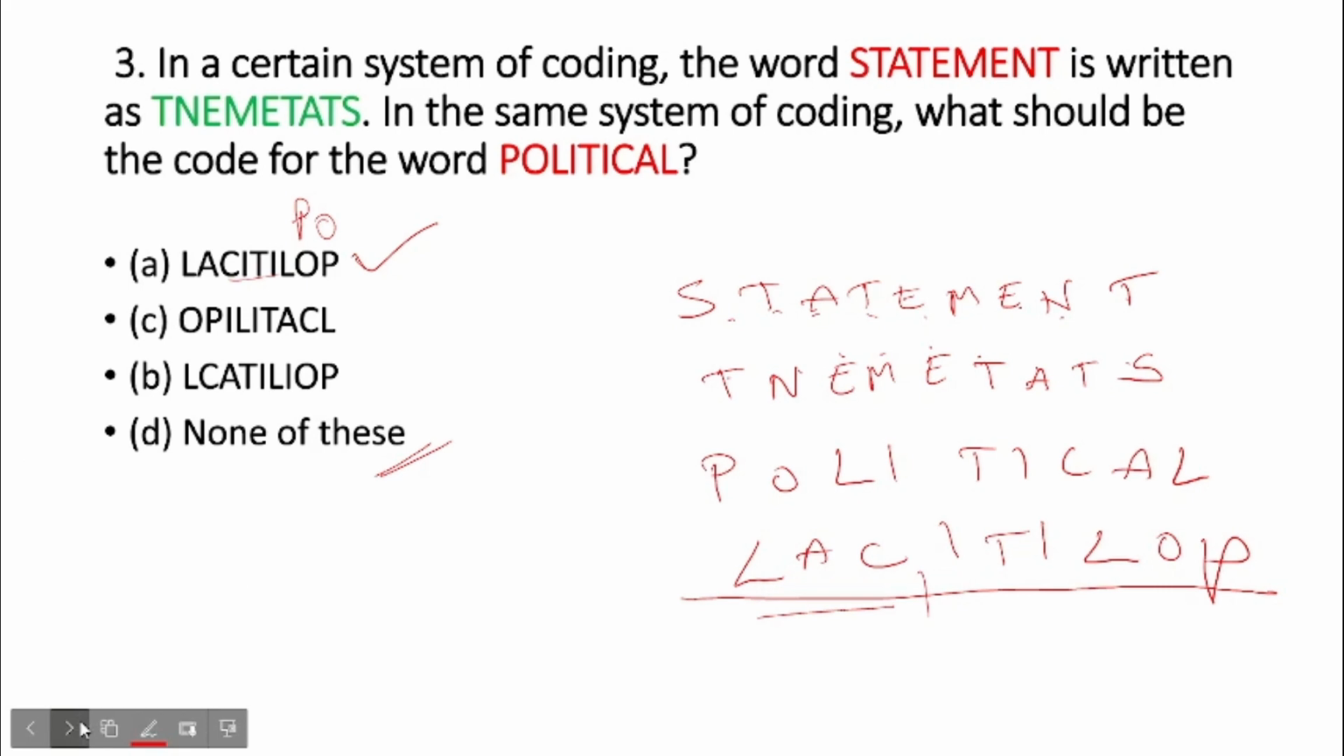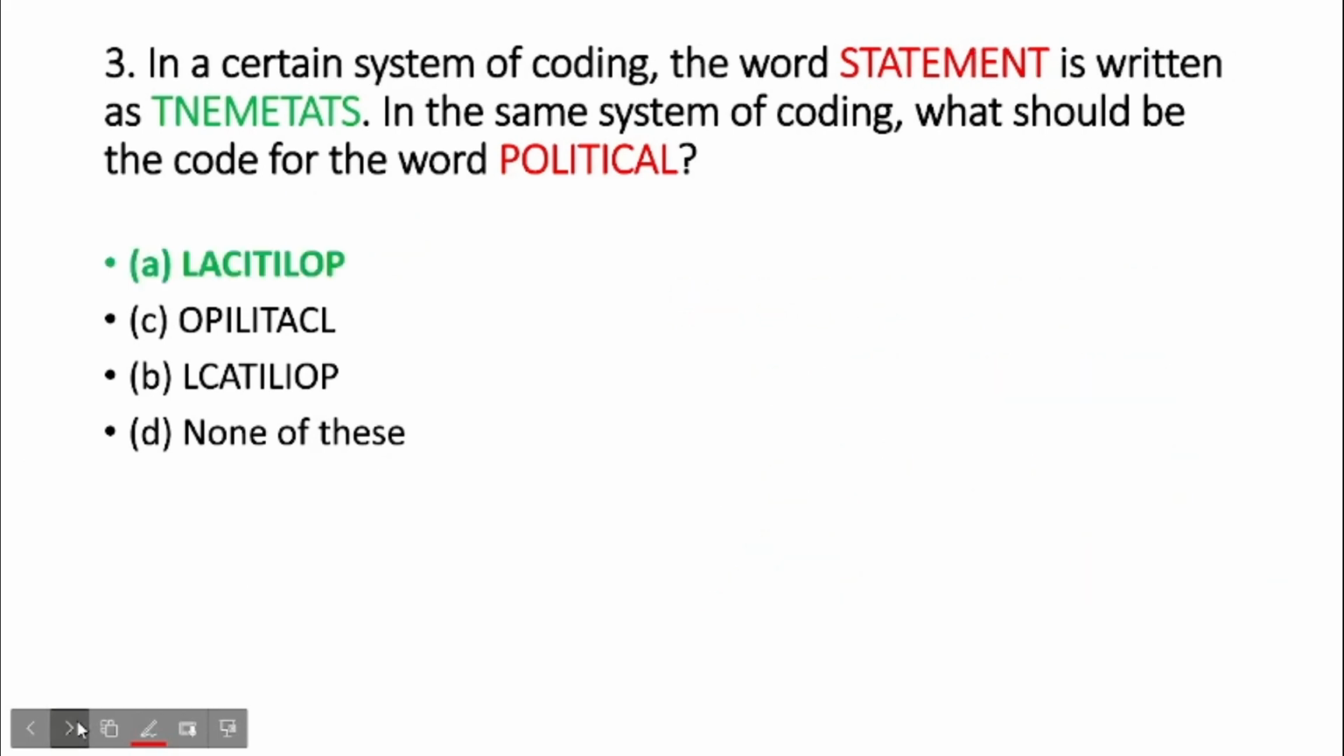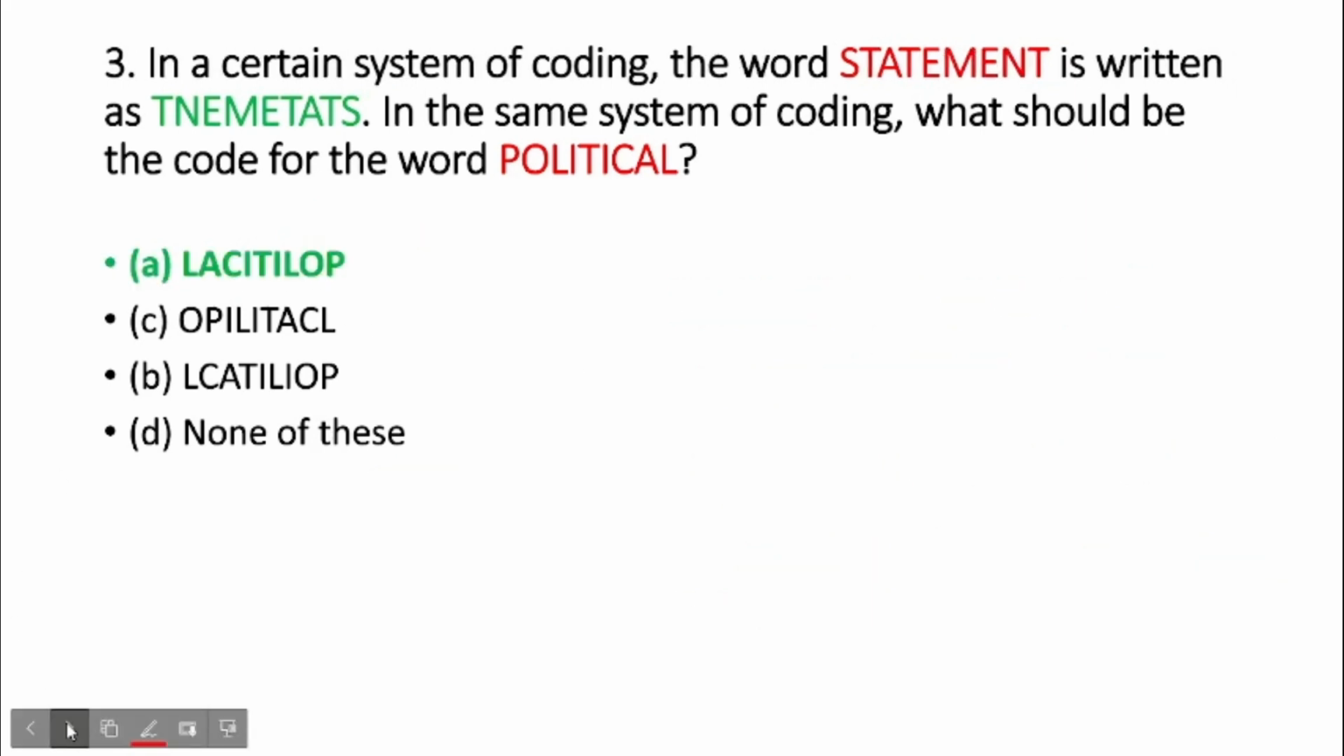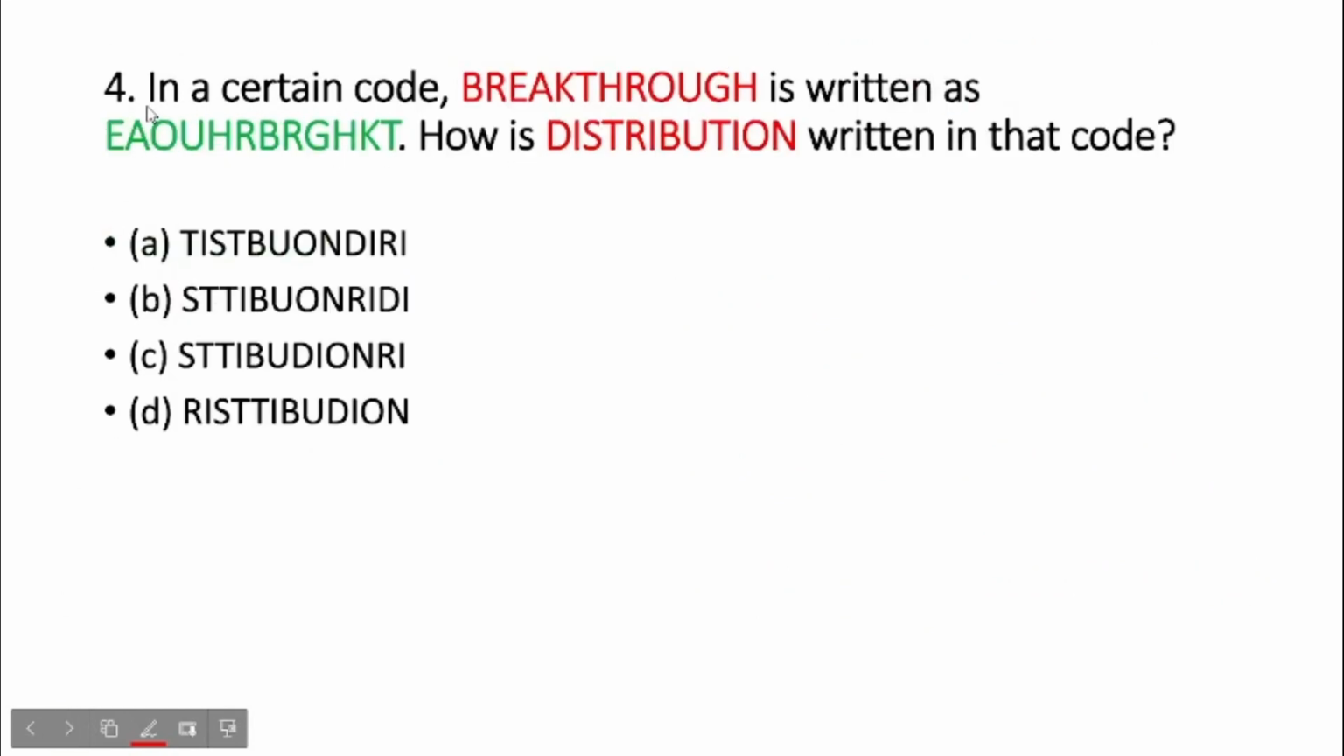Let's see the next example. Okay, A is the answer, right? Like LACITILOP, we have kept A as the answer. That's correct. And this is another type of question, different from the previous ones.